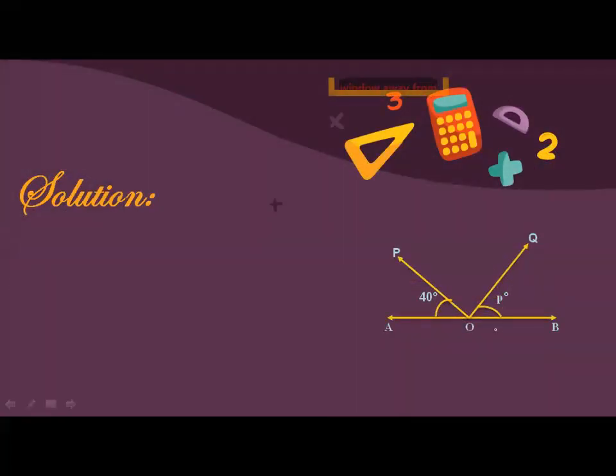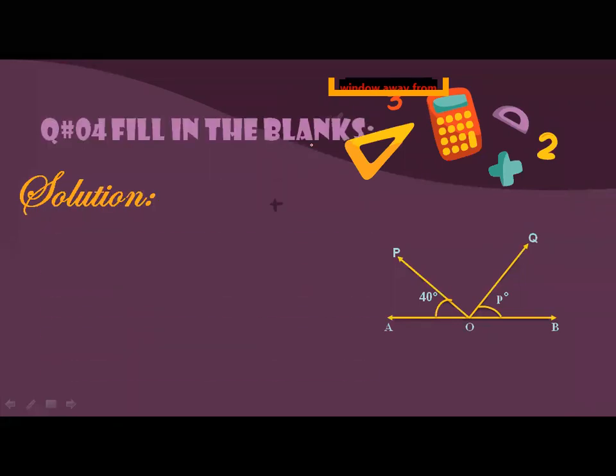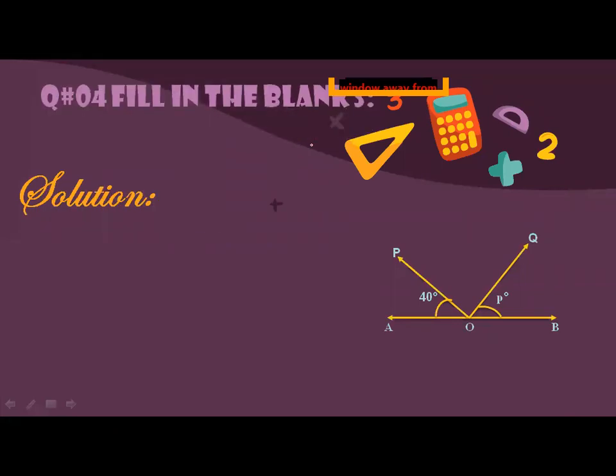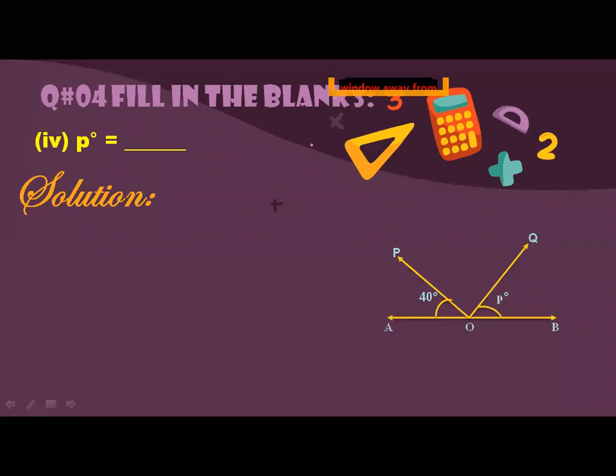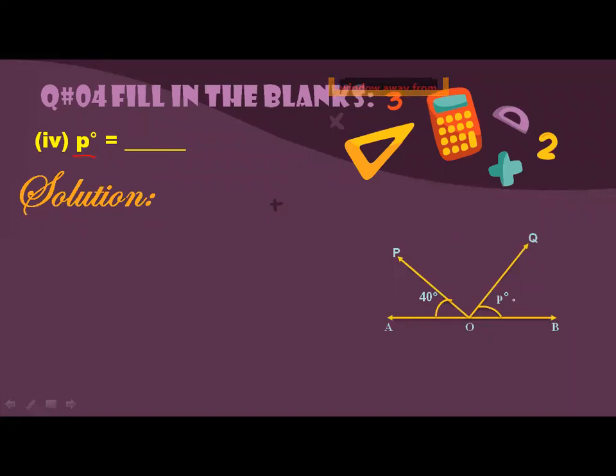This one is a little bit difficult, and a different figure. Now let's start the last question. Question number 4, fill in the blanks from exercise 11.5. Here you have to find this P. If you can see here, this is your P and you have to find this angle. As you can see, this is angle number 2, which is equal to 40 degrees.